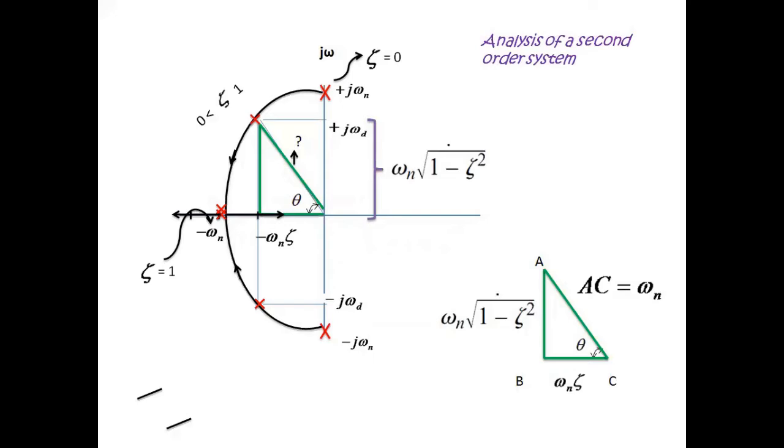In the particular case, 0 less than zeta less than 1, the movement of the poles is shown in the form of a semicircle, and we call it the locus of poles for a second order system. And then we analyzed the hypotenuse AC is equal to omega n, as well as tan theta is equal to square root of 1 minus zeta square divided by zeta.